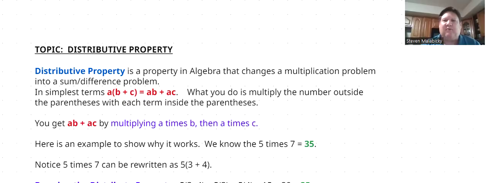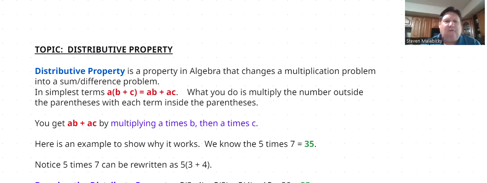Now, why does this work? Well, let's just think of some very basic numbers. Hopefully, we all know that 5 times 7 is 35. And 7 can be written in many different ways. One of the ways it can be written is 3 plus 4.